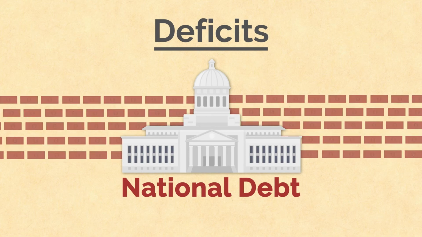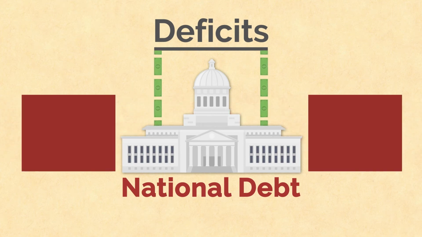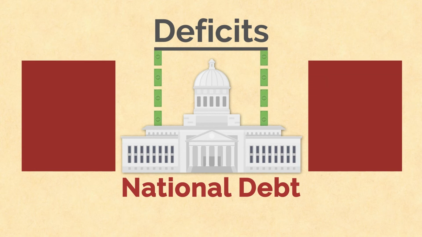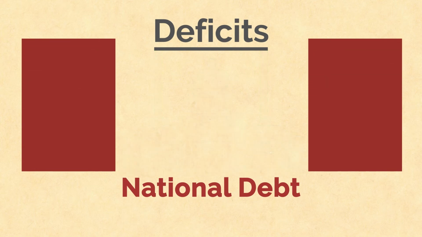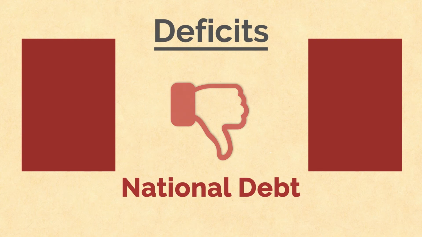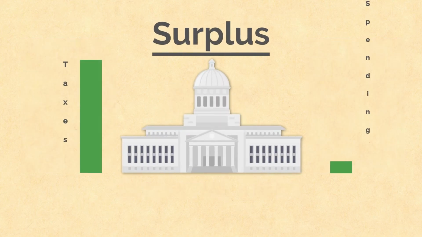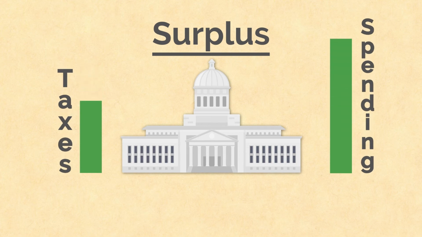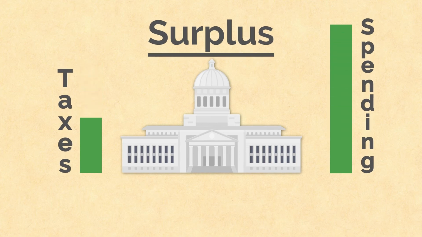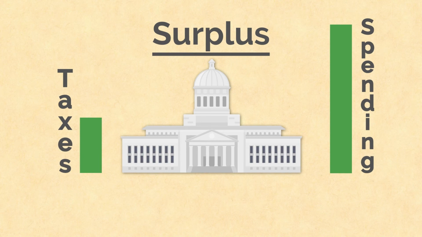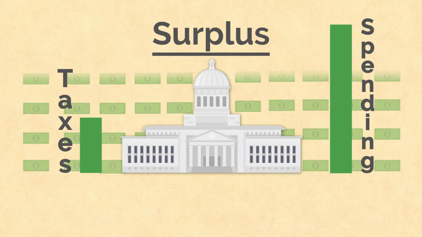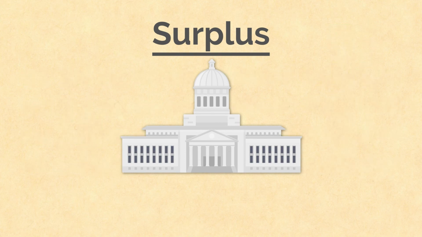Whenever there is a deficit in the budget, the national debt gets bigger. Some people think that the national debt getting bigger is a big problem. Other people think it is okay. Surplus. If the government spends less money than it gets from taxes, this is called surplus. If the government has a surplus, that means they have extra money left over at the end of the fiscal year. This has not happened in a long time.